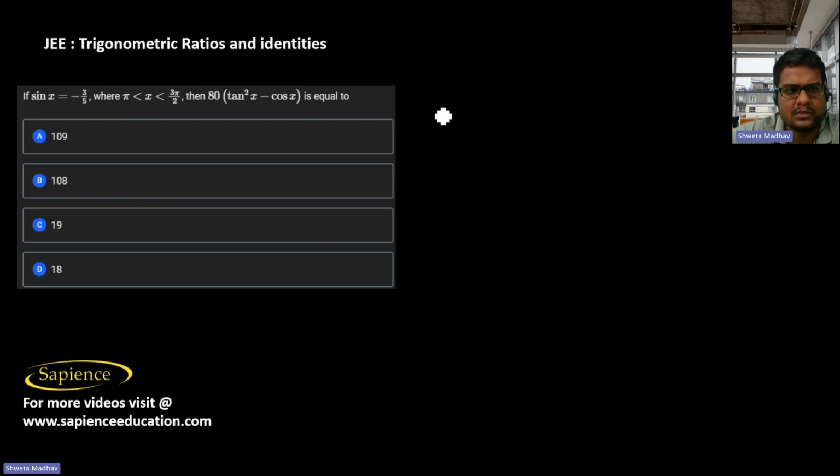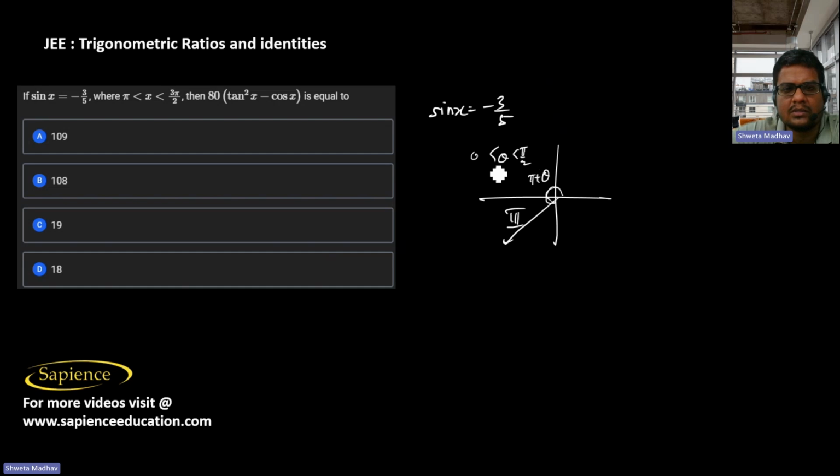Here it is told that sin x is minus 3 by 5, and the value of x is from pi to 3 pi by 2. So pi to 3 pi by 2 means it is in the third quadrant. The angle is pi plus theta, where theta goes from 0 to pi by 2, so the angle goes from pi to 3 pi by 2.